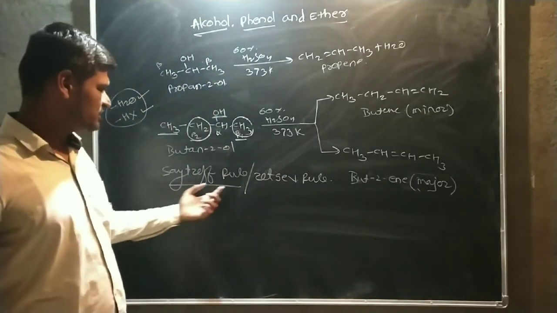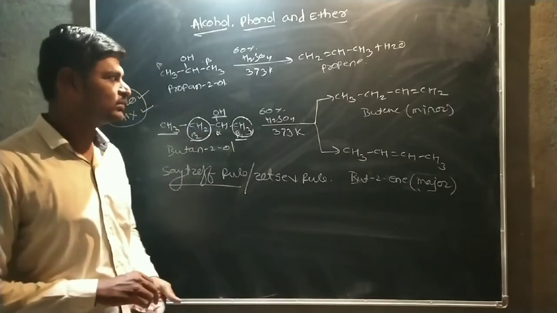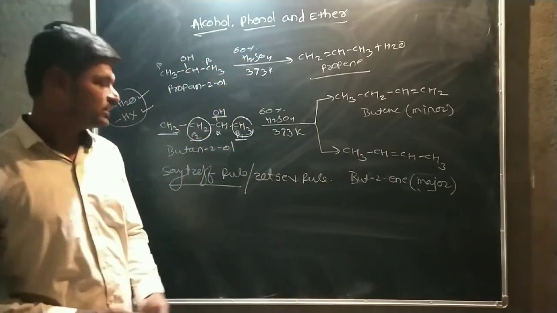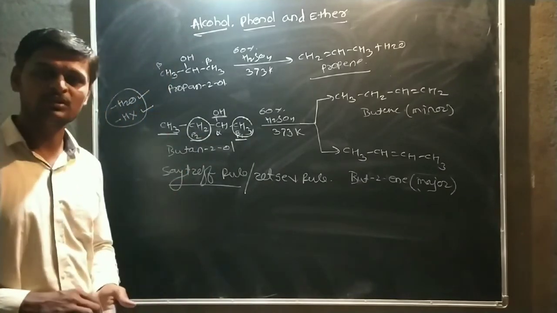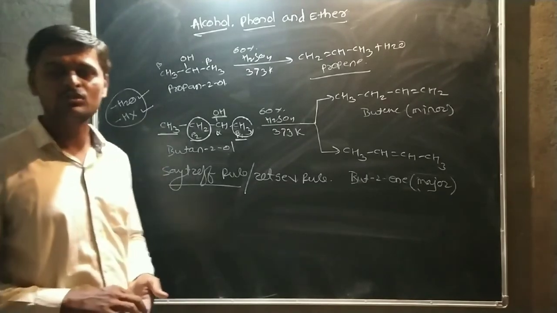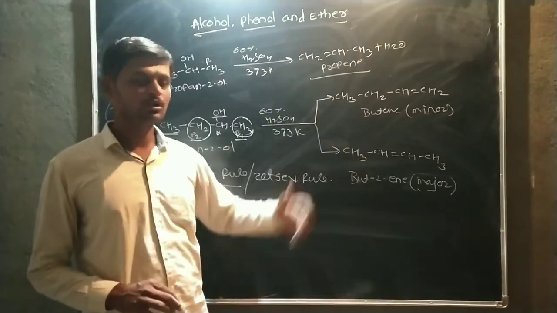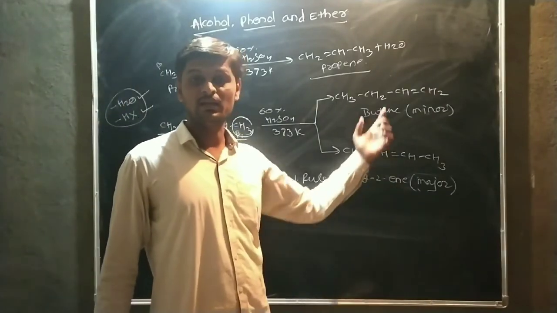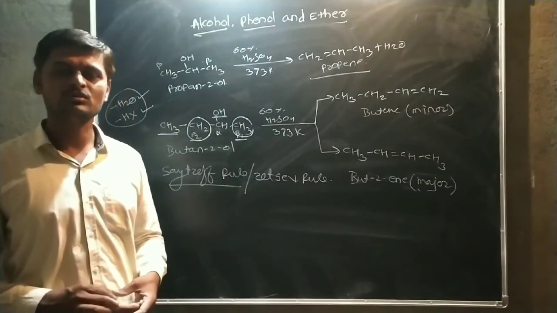Okay, this Zaitsev rule we also studied in 11th standard, in the alkene topic, under the preparation of alkenes. In that point, the Zaitsev rule is also included with examples. This is an asymmetrical alcohol. If an asymmetrical alcohol undergoes a dehydration reaction, two products are formed. Out of these two products, one is major and the other is minor. The major product is decided according to the Saytzeff or Zaitsev rule.